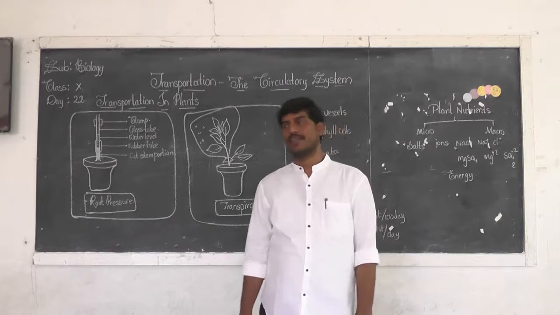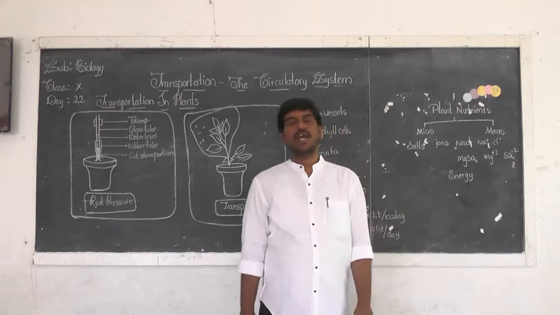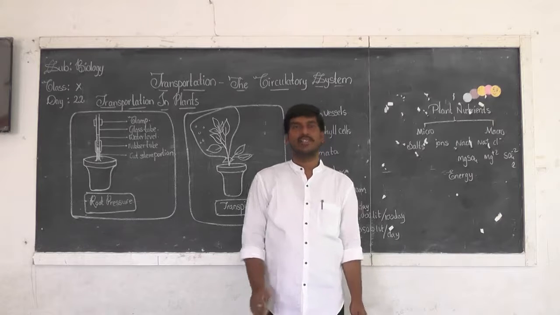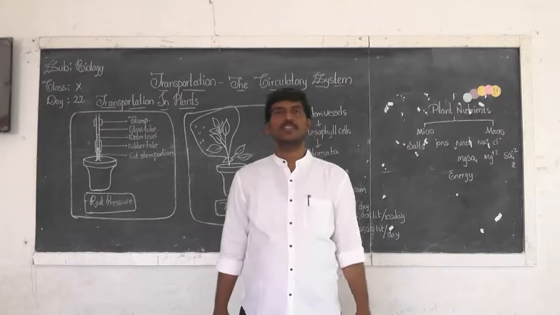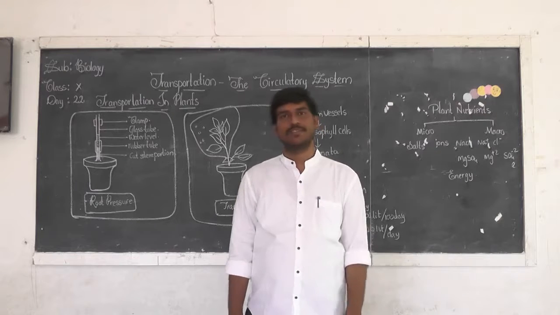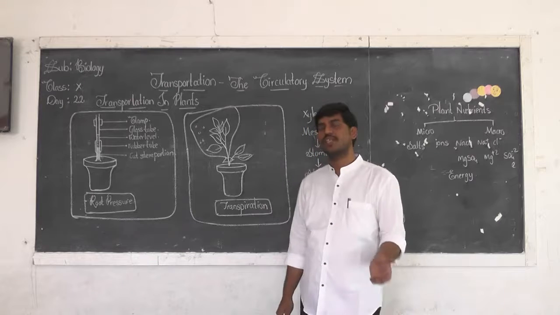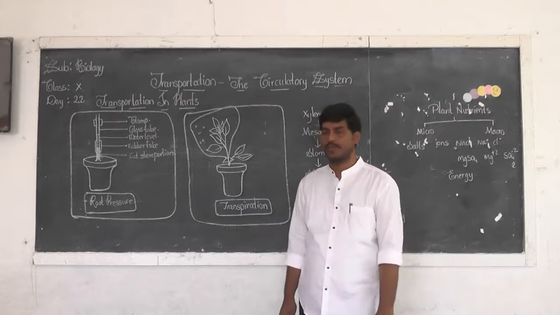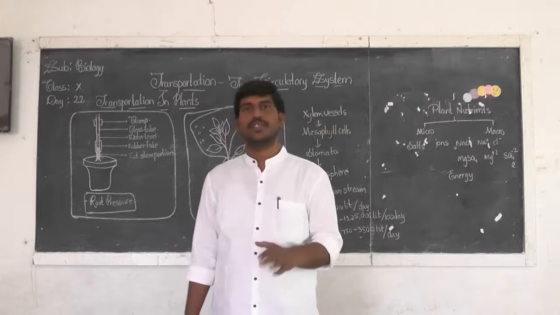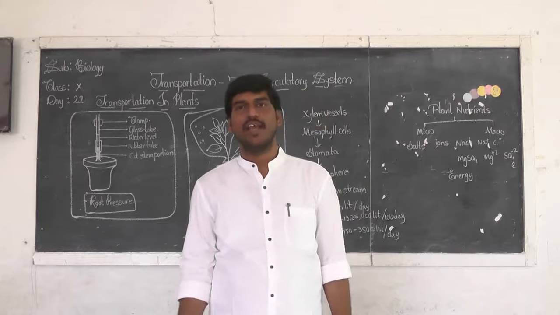And children, in the last class, we were discussing how transportation takes place in plants. In that session, we saw that osmosis surely plays a major role in the absorption of water by plants, right? So that means because of the osmosis process, water is entering into the plant, and this entered water is going to be transported throughout the plant body. This is what we have seen in our last class.